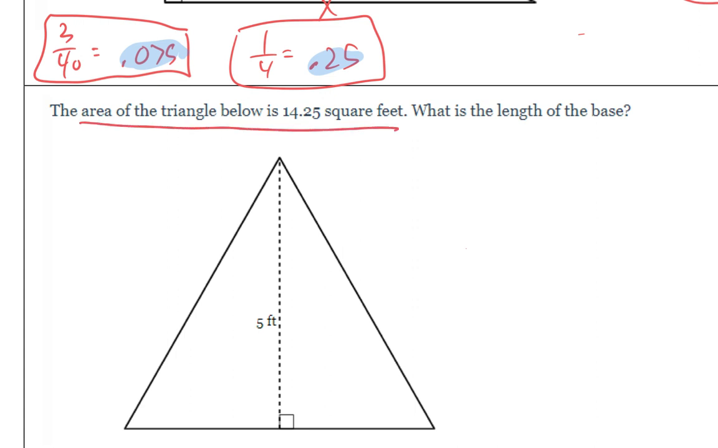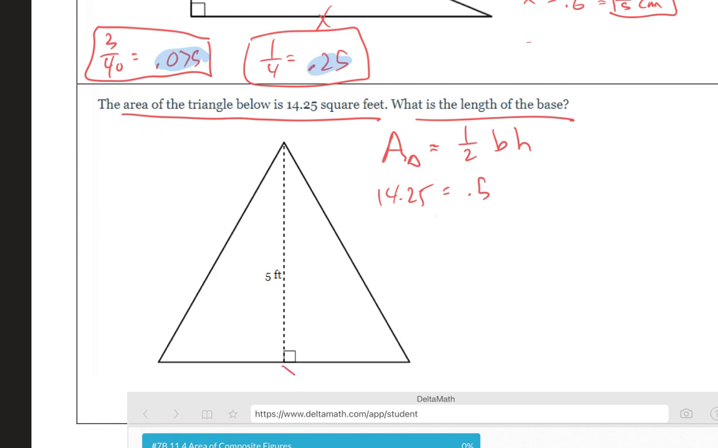So what do we know? The area of the triangle is 14.25, and they want us to find the length of the base. The area of a triangle is equal to 1/2 times the base times the height. So the area goes over here: 14.25 is equal to 0.5 times the base, and we're trying to find the base of the whole thing, so we'll call it x, and our height is 5.